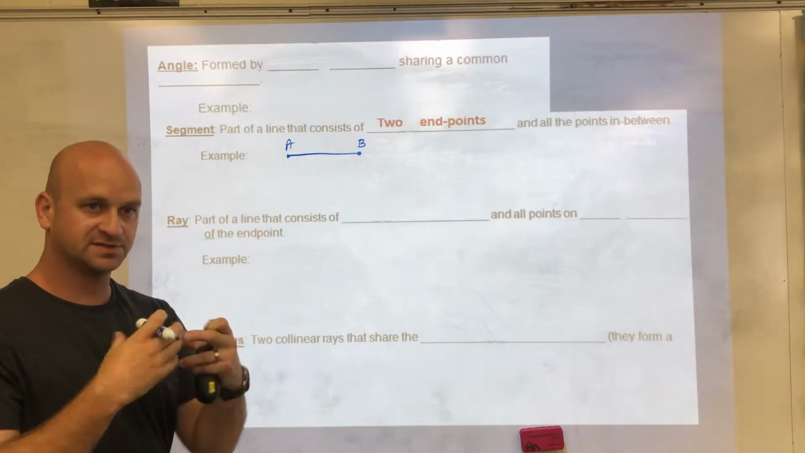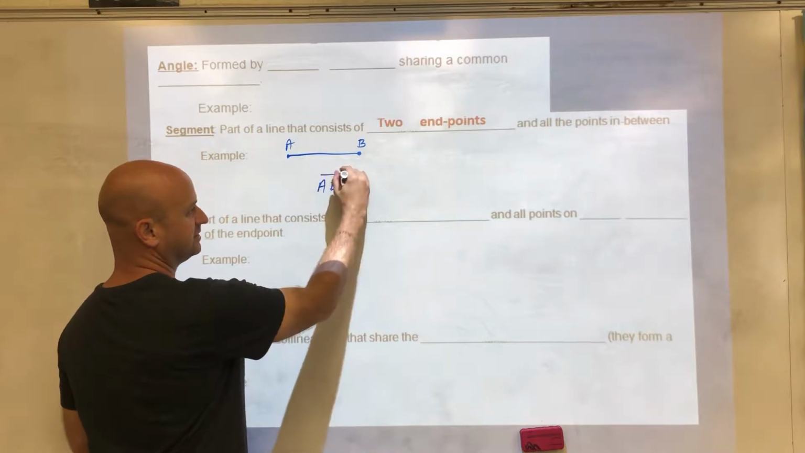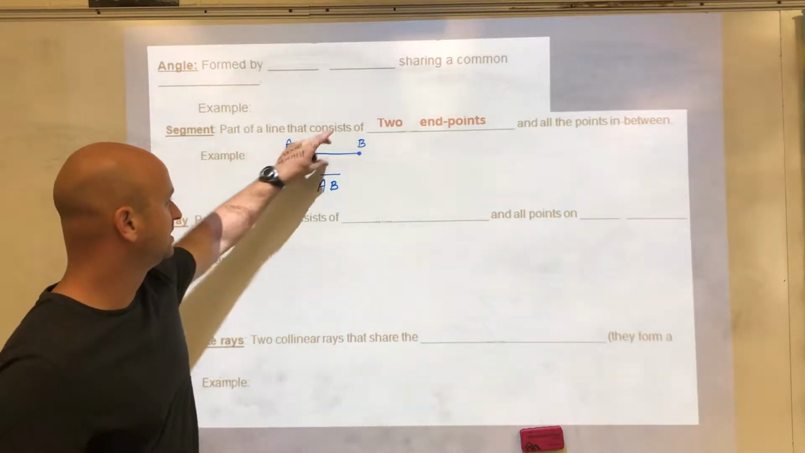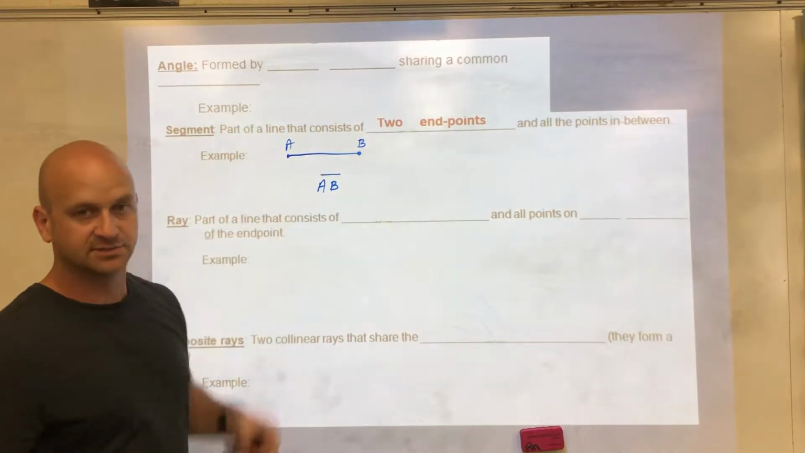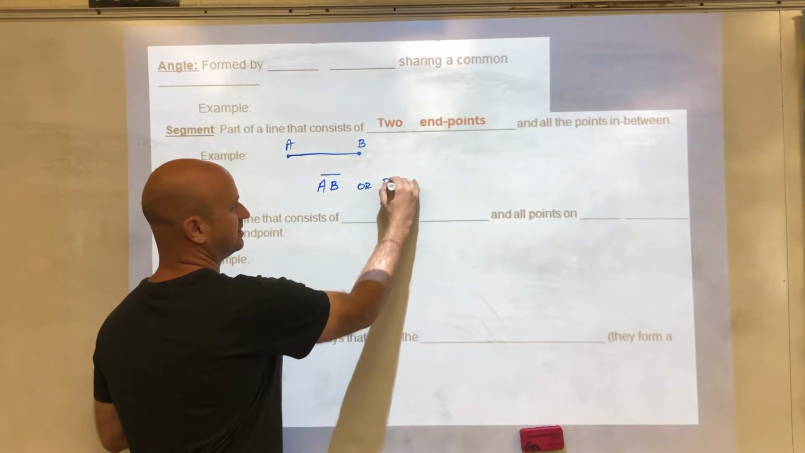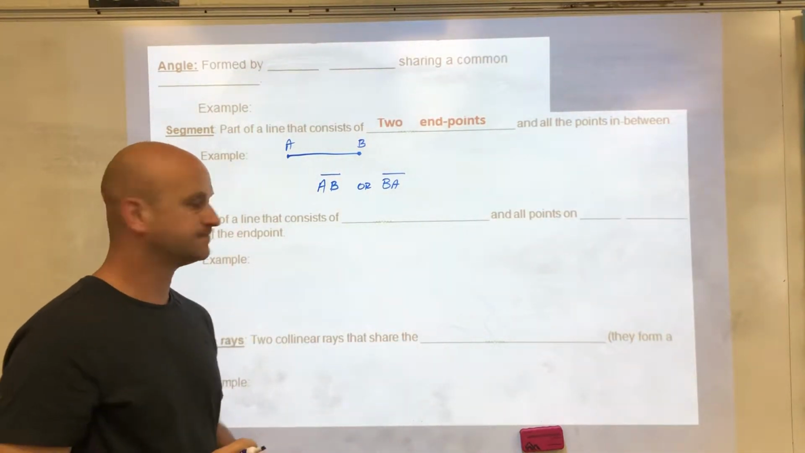Now if we wanted the symbol for it, what we do for a symbol is two points on the segment are written down and then a segment goes on top. So this would be the definition, the picture, and then the symbol of a line segment. We could also write the segment switching the letter order. So either order would be okay in this case.